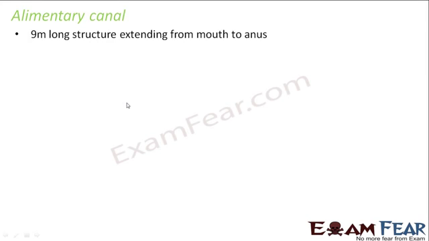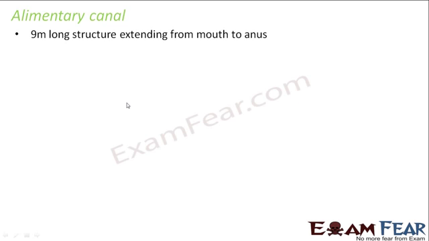So what is it? It is a canal. The word canal itself says that it is some tube. It has to be some tube-like structure. This alimentary canal is a 9 meters long structure which starts from the mouth and ends at the anus. So you can imagine how long it is. 9 meters. It is not a small length, right?